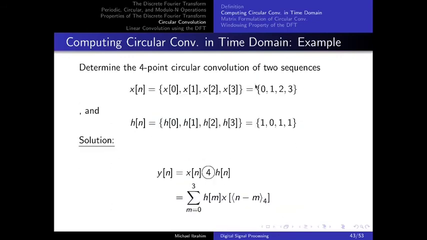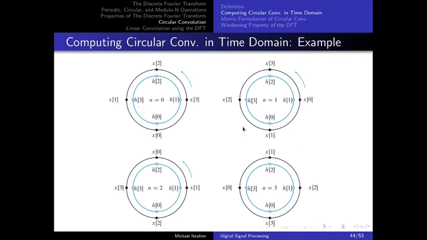At n equal to 1, we have h of m multiplied by x of 1 minus m. So it will be like this. We will be circularly shifting this x of minus m. So x of 0 starts here, then x of 3, x of 2, x of 1, doing the multiplication and the summation. When n is equal to 2, we'll shift by 2 steps. n equal to 3, we will circularly shift by 3 steps. So we can do the circular convolution graphically like this.